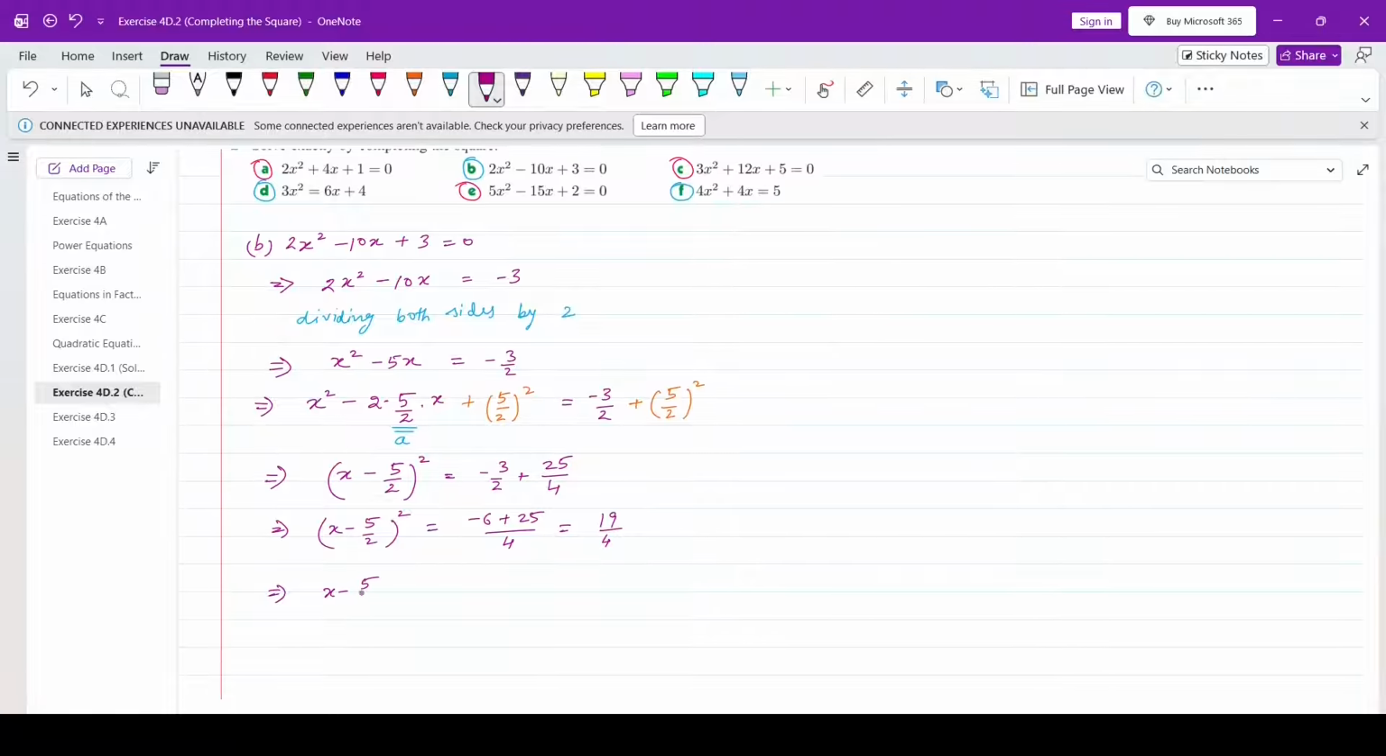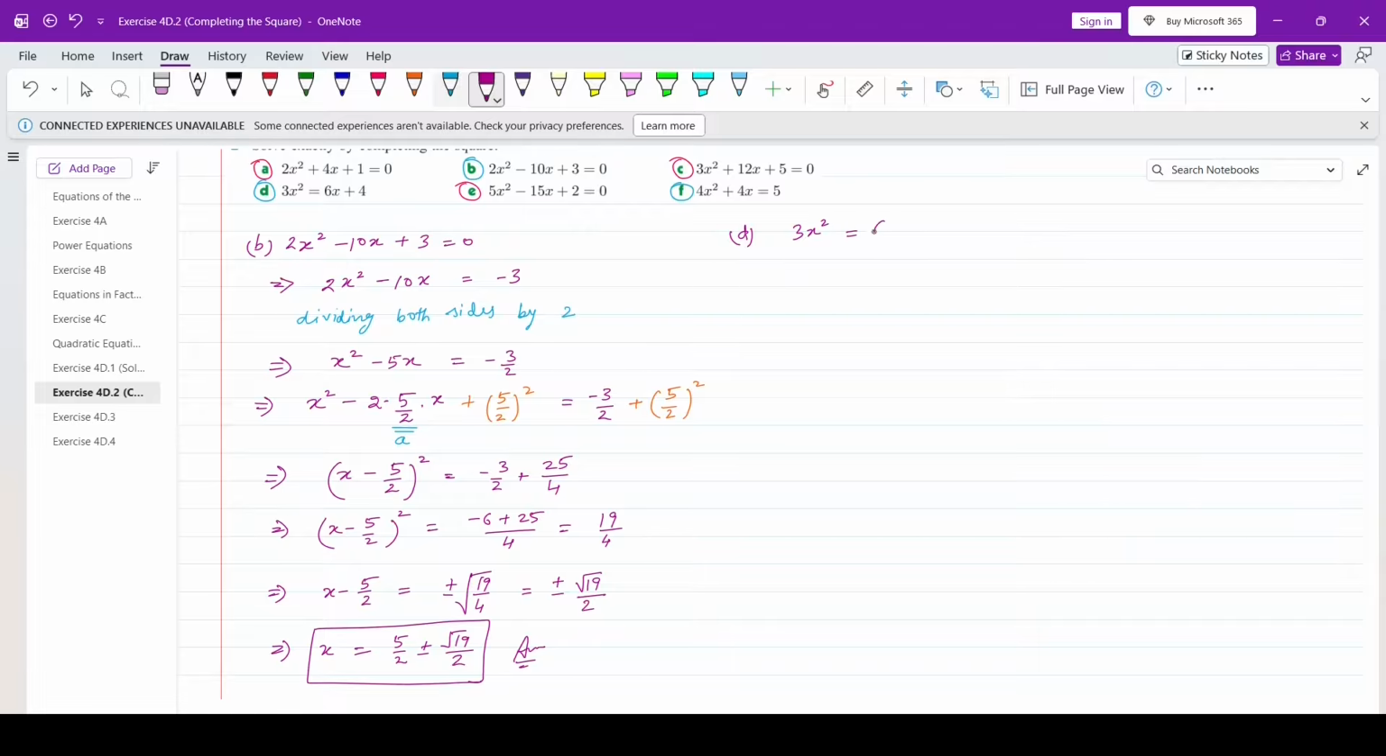If we take square root on both sides, by solving it we get x minus 5 by 2 equals plus or minus root 19 by 4. So we know square root of 4 is 2, so we get 2. From here we can say x is equal to 5 by 2 plus or minus root 19 by 2, and this is the answer. D.